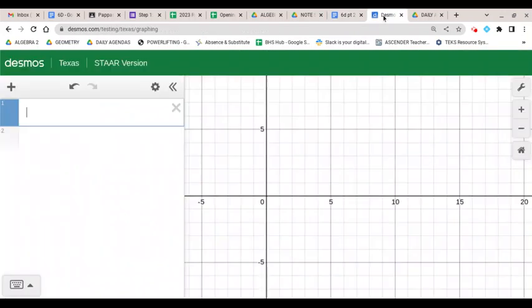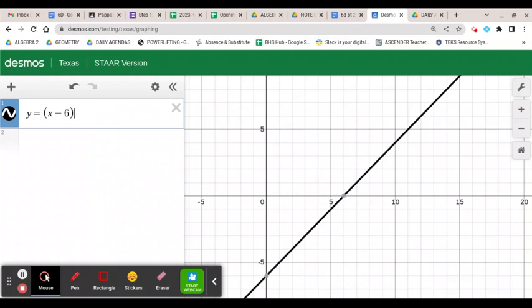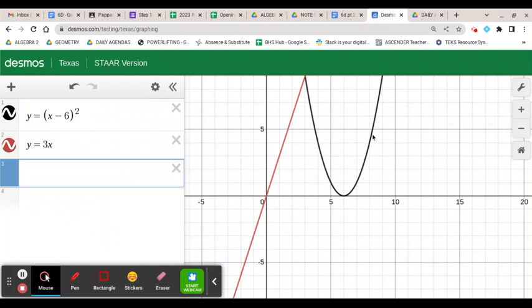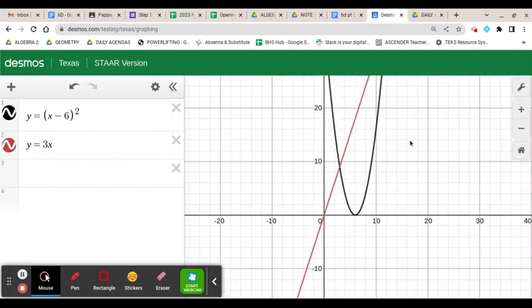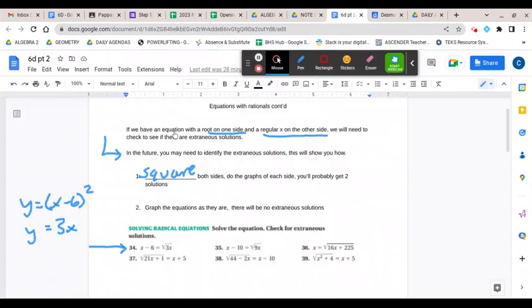So if we go and do this real quick, we have y equals (x minus 6) squared, and then y equals 3x. We have our graph right here, and our two solutions are going to be, looks like, 3 and 12. So 3 and 12 are going to be our two solutions from squaring. So in this one, we get 3 and 12.